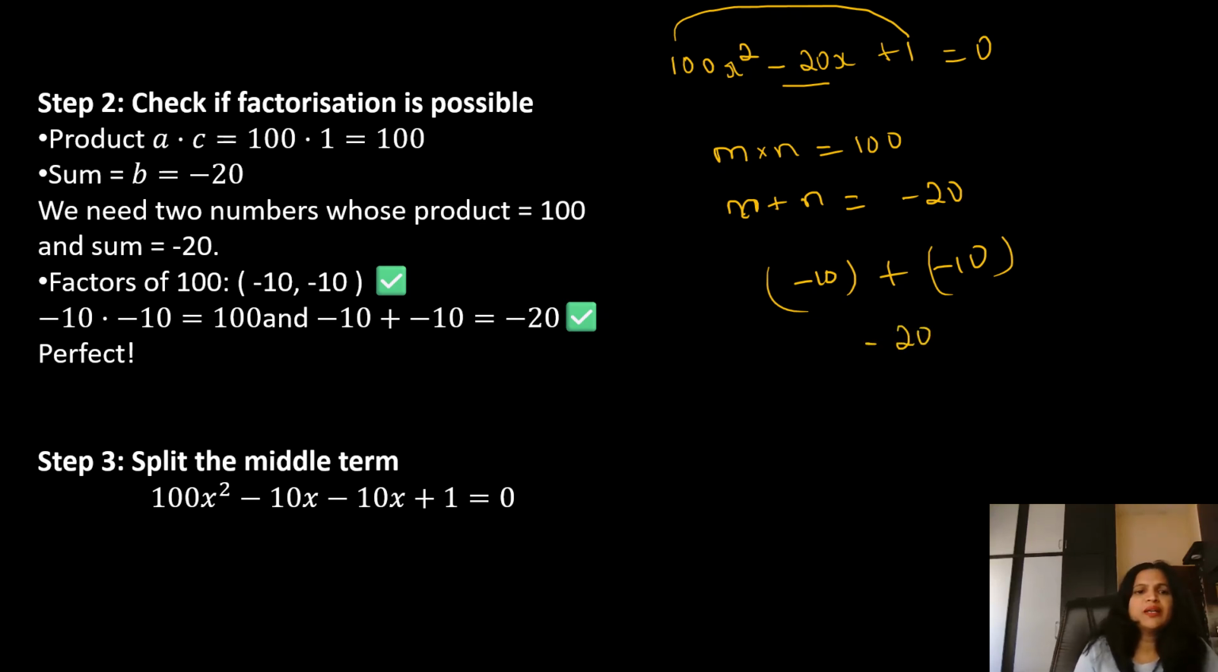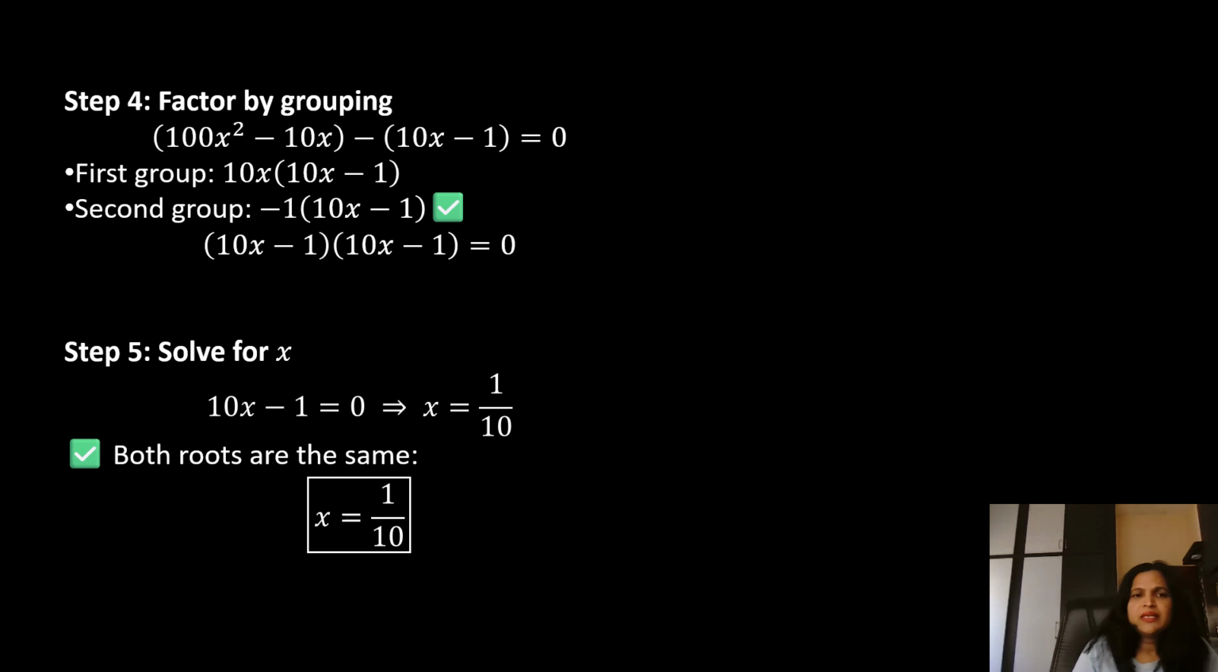So the two numbers we need, factors of 100, that is minus 10 and minus 10. So what does the equation become then? Minus 10x minus 10x. Split the middle term. Third step: 100x square minus 10x minus 10x plus 1 equal to 0. Then factor by grouping. Fourth step.